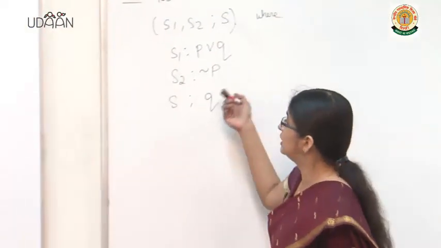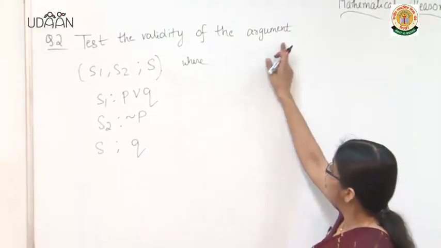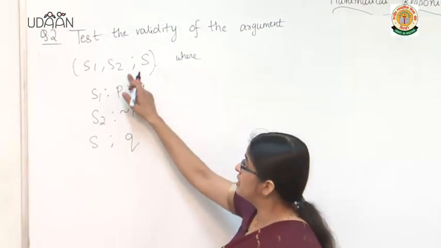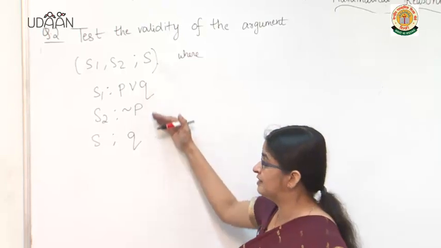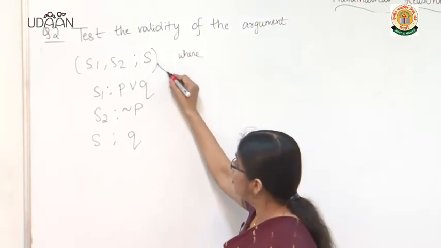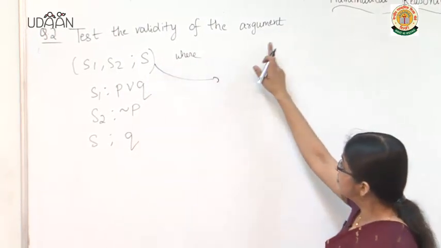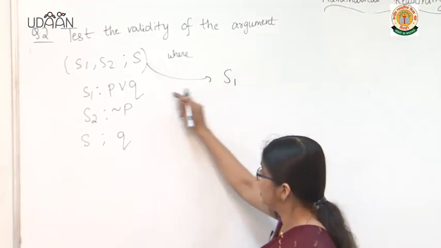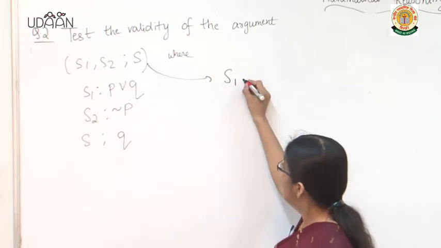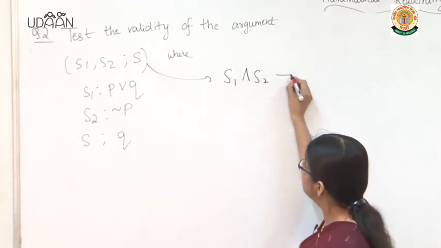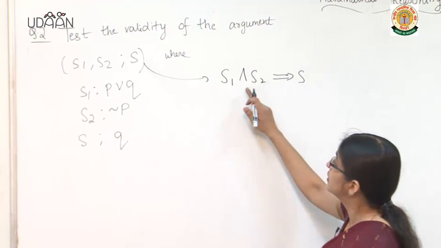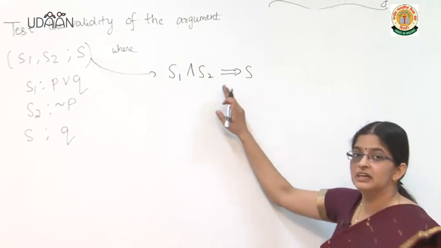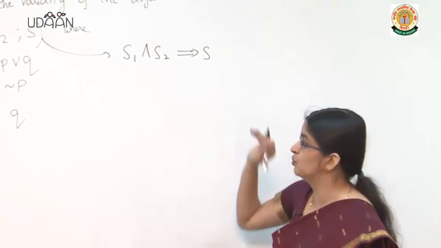Question number 2 written on the board. Test the validity of the argument S1, S2 and S. Separate statements are given. Let's see what it means. Test the validity of this argument means we have to check whether this statement S1 and S2 implies S is true or not, whether this compound statement is true or not.